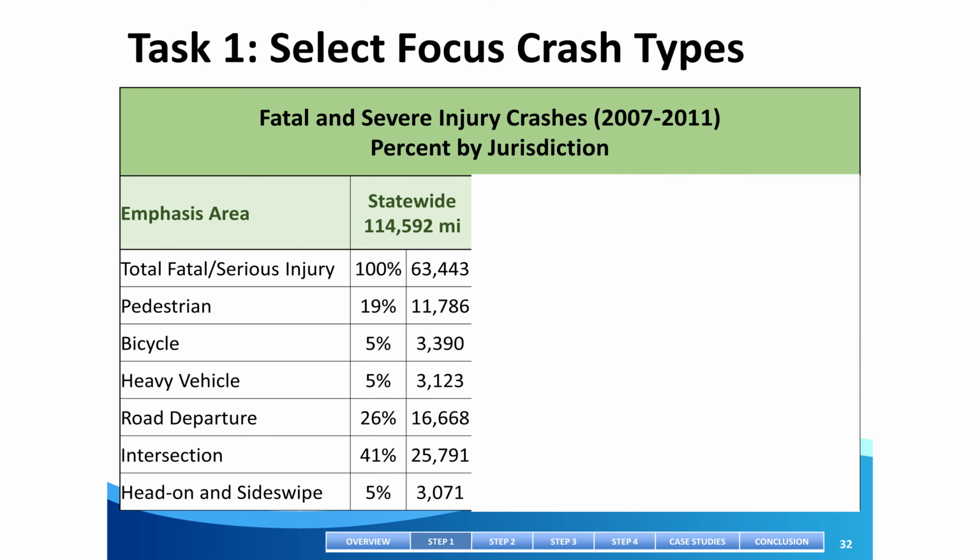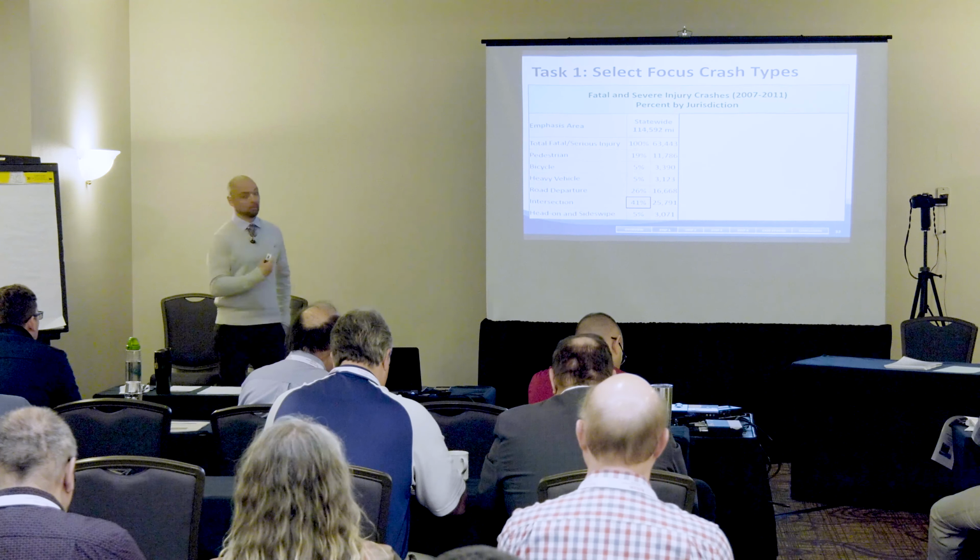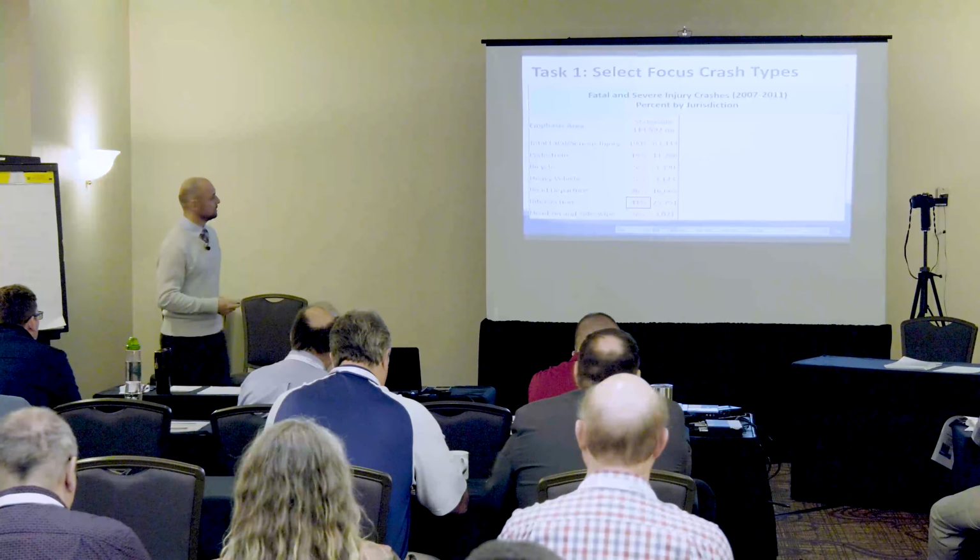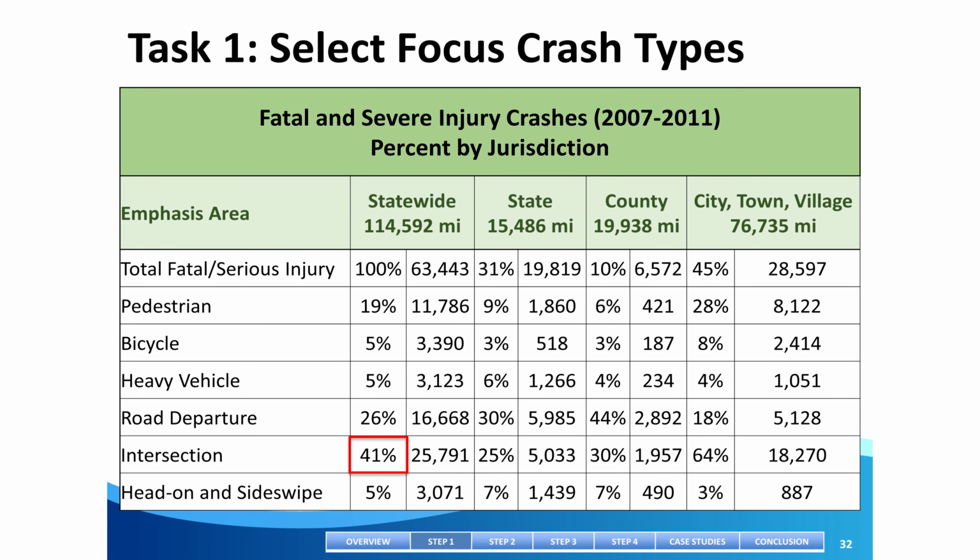So this is showing the fatal and severe injury crashes from 2007 to 2011 for some state. Based on their statewide data, they had over 114,000 miles. And this is how some of the percentages break down. So if we were only looking at statewide data, we would say intersections here is the priority. That represents the largest percentage. If we broke that down by jurisdiction or road ownership, the state mileage, the county mileage, and the others, the city, town, and village, we see how the mileages shake out there, but the percentages change slightly. So for example, for the state and county roads, the highest percentage are the roadway departure crashes.